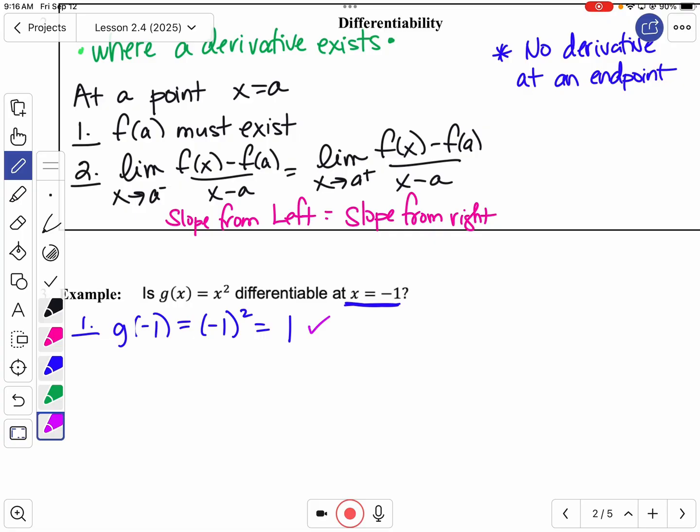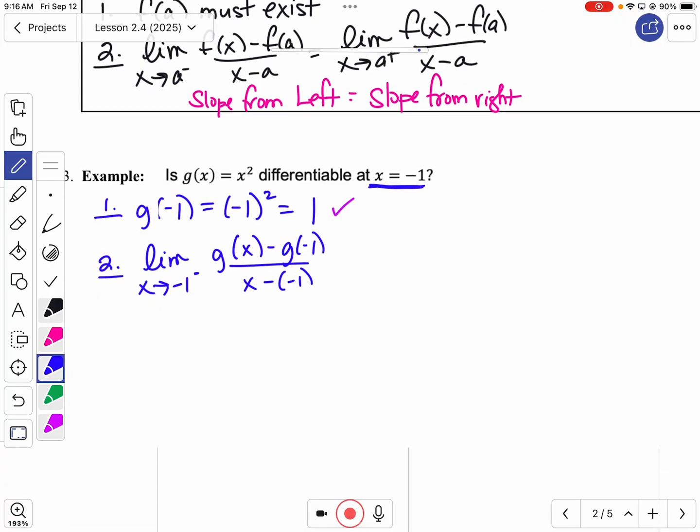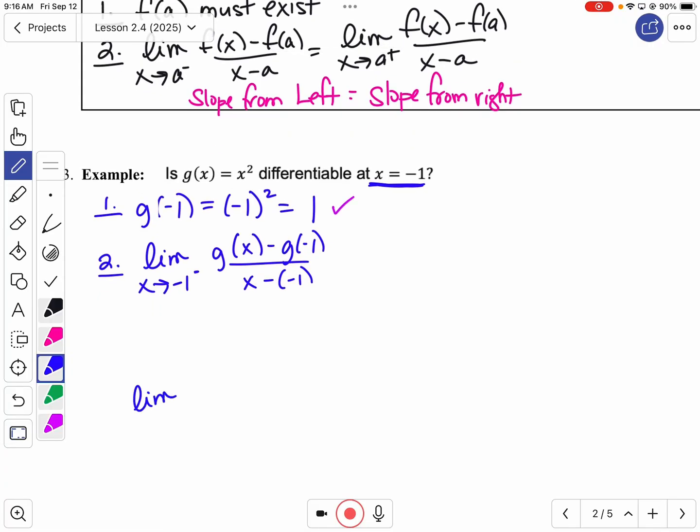In continuity, the limits have to equal that function value, all right? Not so in differentiability, all right? So now we're going to do those two limits that we need. Part 2 says we're going to take two limits. We're going to do the limit as x approaches -1 from the left, all right, of g of x minus g of -1 over x minus -1. So that's my first limit. And then my second limit as x approaches -1 from the right, g of x minus g of -1 over x minus -1.